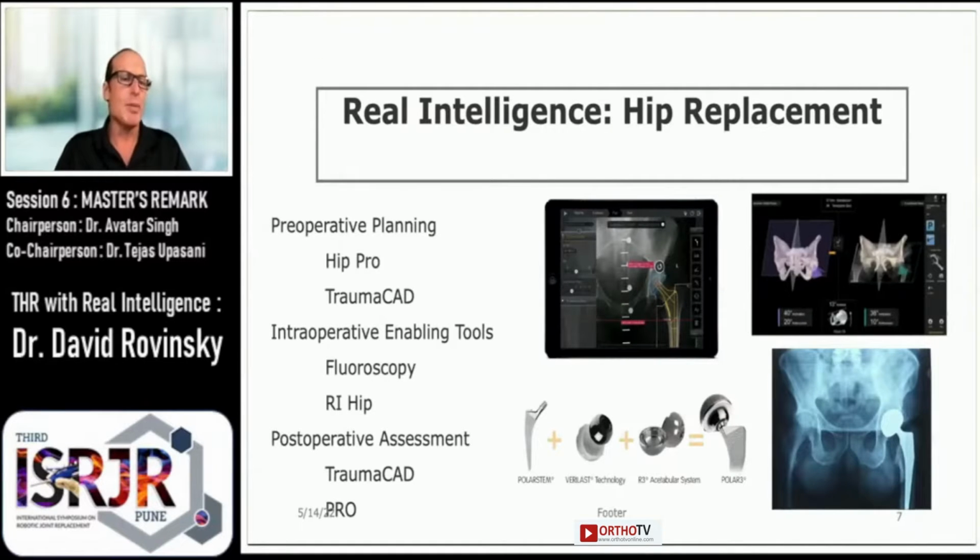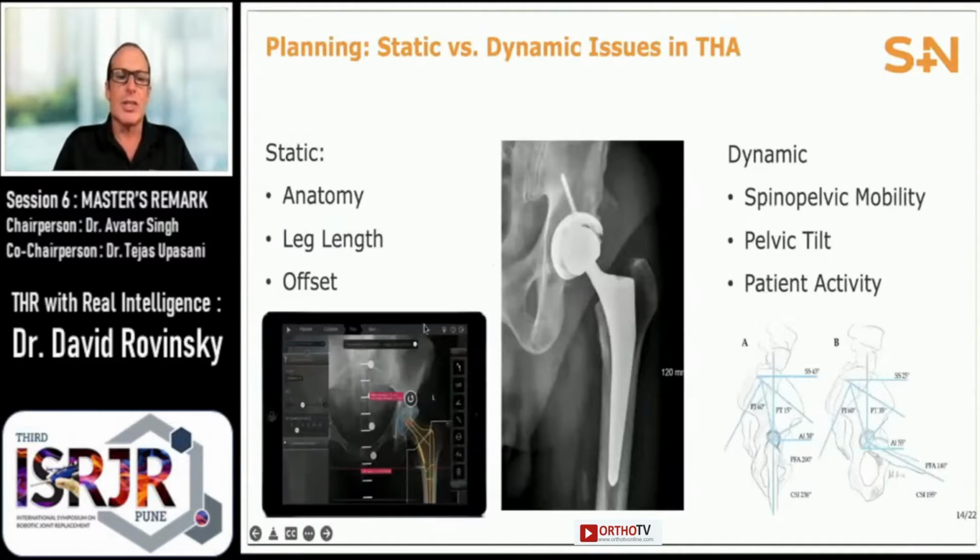So we've implemented technology in every facet of our operation, from preoperative planning to intraoperative tools with real intelligence hip and postoperative assessment. So the digital templating, I think, is the standard, and this is very helpful for us to assess the patient's anatomy, type A bone, type B or C bone, so we can pick our stem, cemented or uncemented, collared or uncollared, and even look at the type of stem we're going to use to reproduce their offset and our neck cut for the leg lengths.